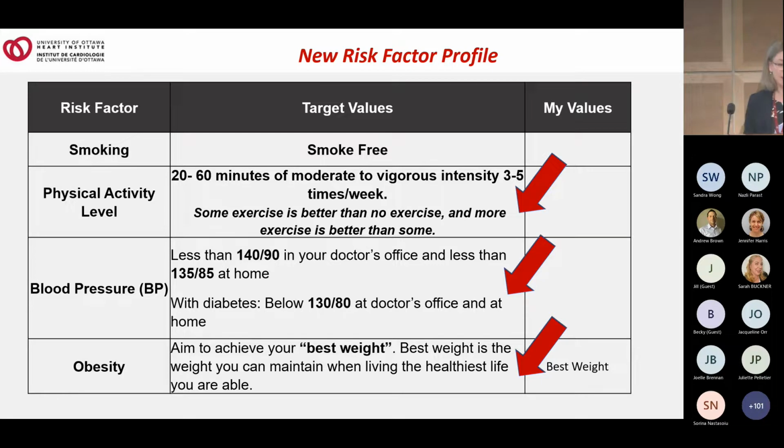Another big change came related to obesity. Again, in the previous risk factor profile, that first target or risk factor was referred to as BMI. And again, as you heard this morning, we're really trying to get away from linking so many things to BMI. So really we called the risk factor as it is, which is obesity. And the target value teaches about best weight. So rather than having an actual weight in the target, it talks about best weight and teaches that this is the weight you can maintain when living the healthiest life you are able.